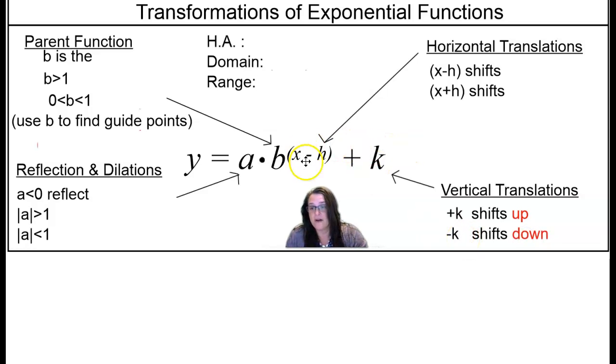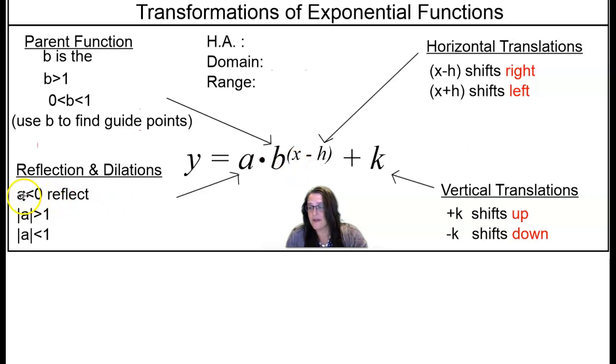In all of our parent graphs, h controlled the horizontal translation. If you had an x minus h, so your h is positive, it would shift the graph to the right. If in the parentheses you see x plus h, recall that's a negative h, x minus a negative h makes a positive, that would shift the graph to the left.